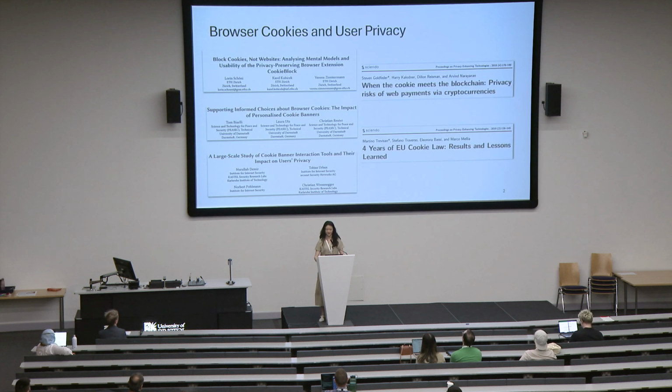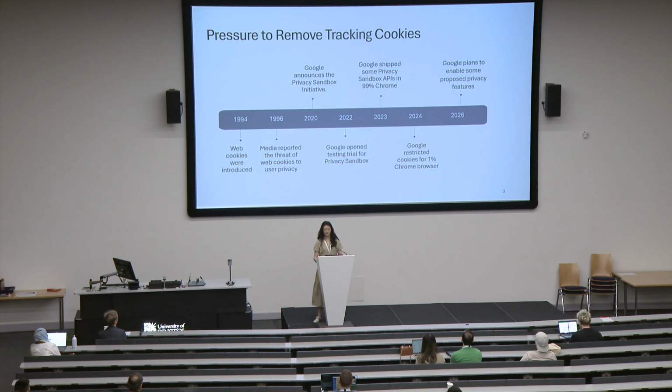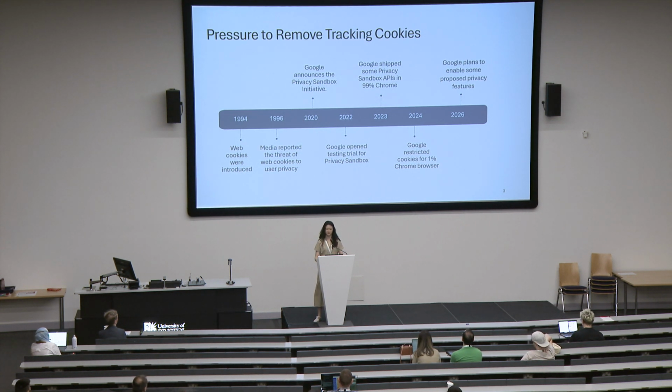As we all know, since the introduction of browser cookies, there have been ongoing discussions about their utilities and the threat to user privacy. Several papers brought up the issue within the PETS community. Since 2020, Google has been on the track of disabling tracking cookies in Chrome, and they proposed an initiative called Google's Privacy Sandbox. This initiative aims to find alternative ways to help online marketing without the use of cookies.